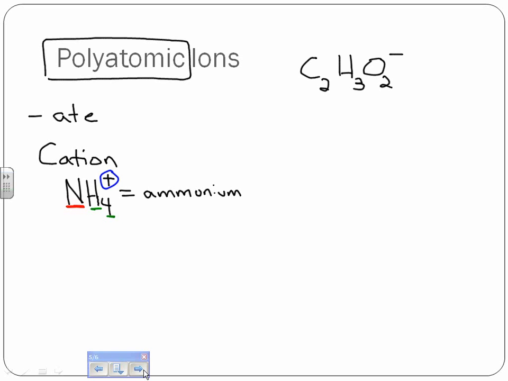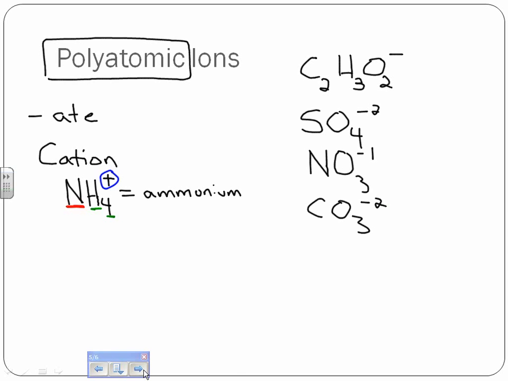C2H3O2 negative is acetate. You also need to know, for example, sulfate, SO4 negative 2. Nitrate shows up very commonly in our discussions in first year chemistry, NO3 minus 1. Carbonate, which is CO3 minus 2. Phosphate is PO4 minus 3. Hydroxide is OH minus 1.